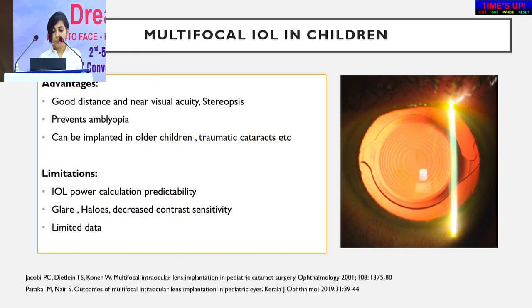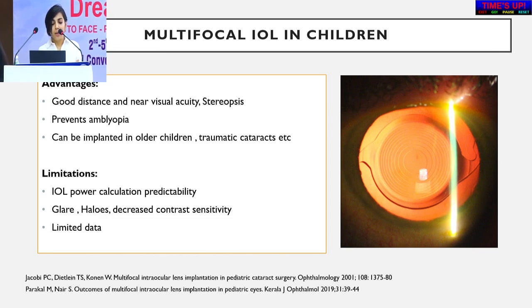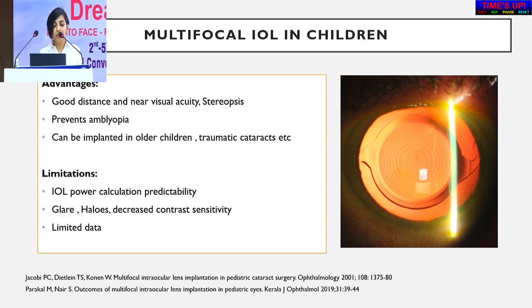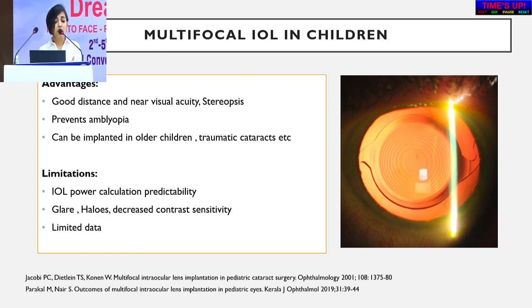It prevents amblyopia because near vision is extremely important for a child's growth, and it precludes the use of bifocal glasses. So there are limitations as to where you can use it, but it can definitely be implanted in older children, in traumatic cataracts, basically in children who have had good vision at one time and you are certain that the eye is not amblyopic, so that helps.